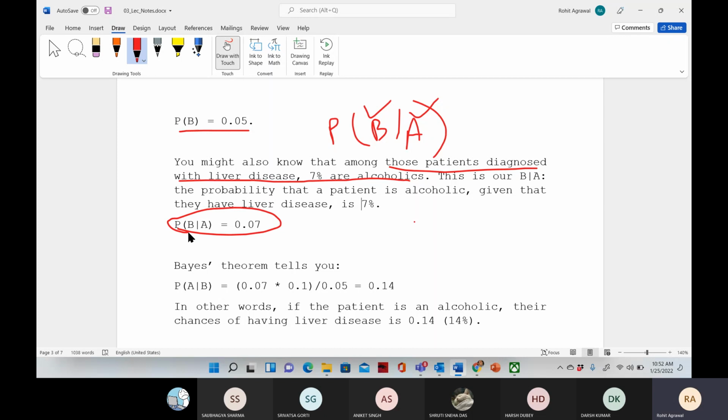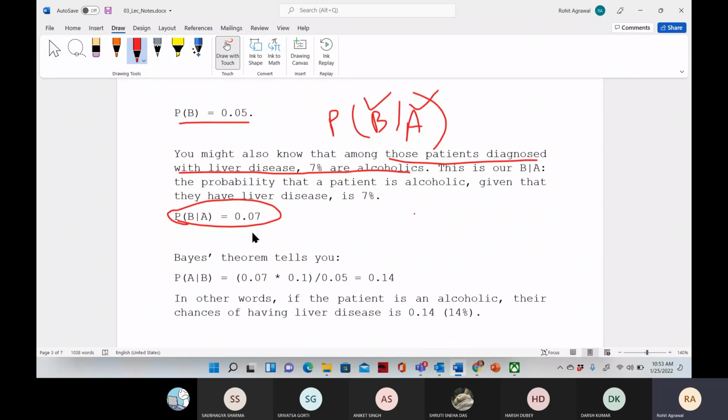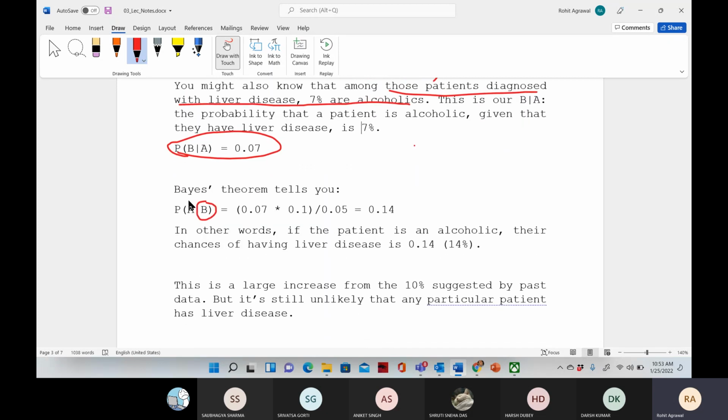Clear, right? So all these three data are given to us, and then we can find the probability that if a person is an alcoholic, that means it is given that the person is an alcoholic, then what is the probability of the person having liver diseases? So we need to find this one: P of A given B.